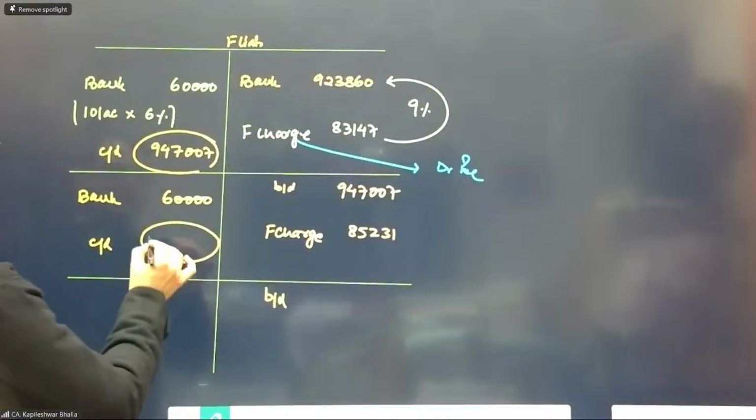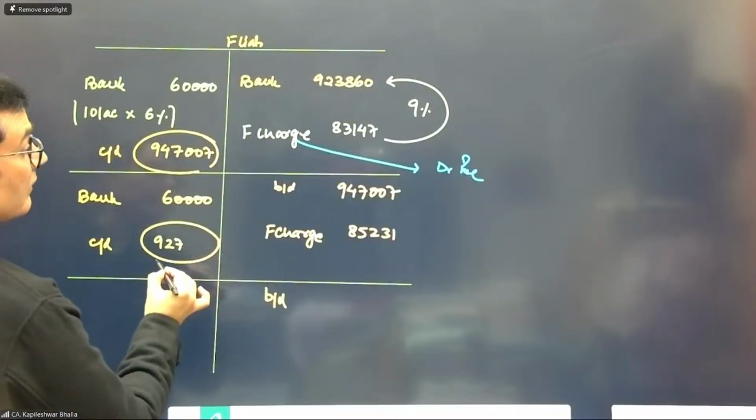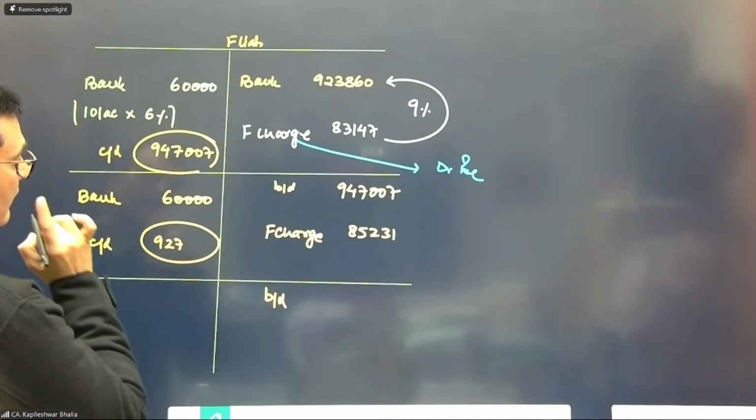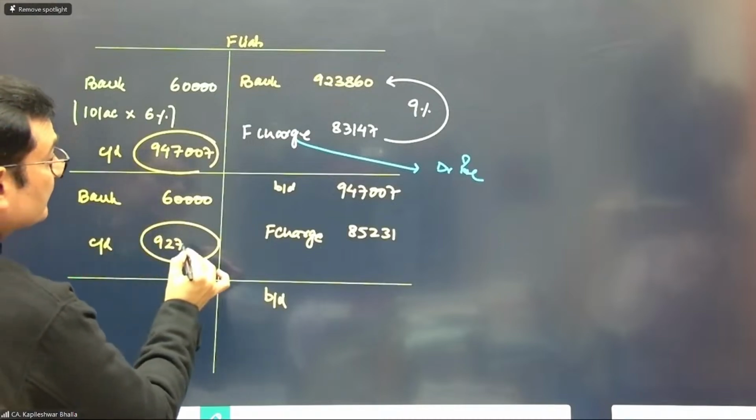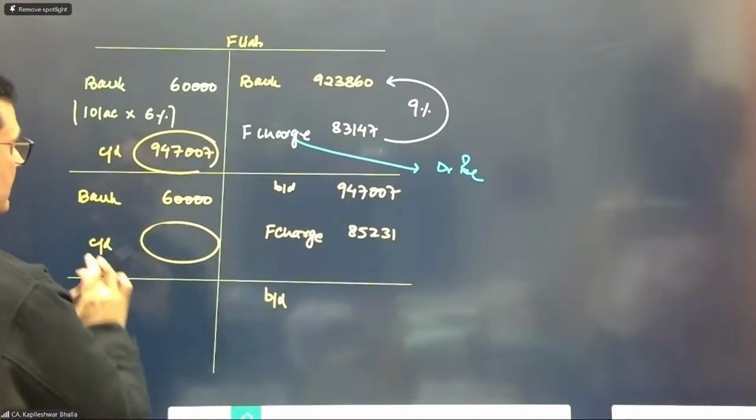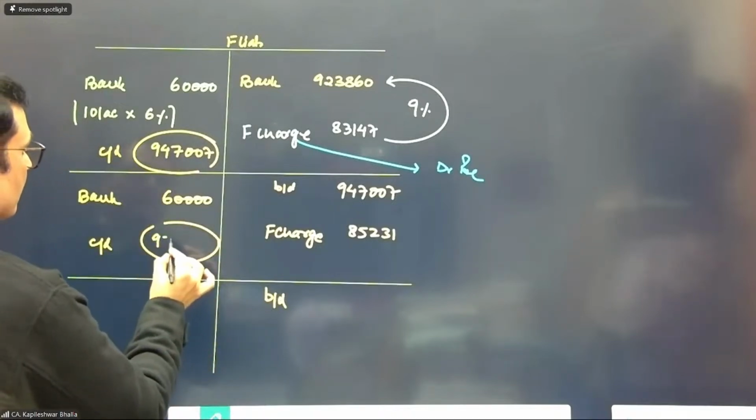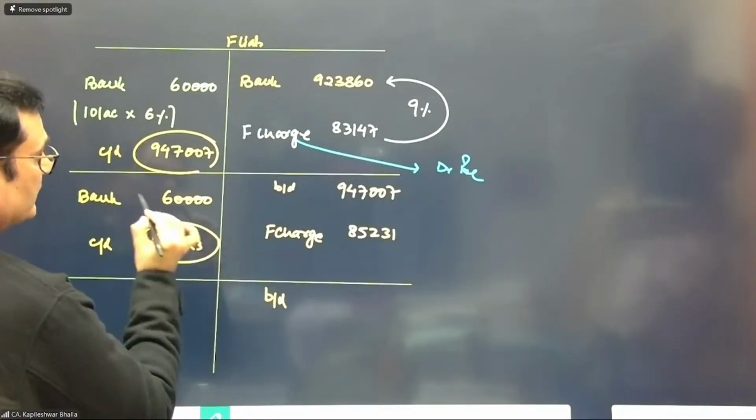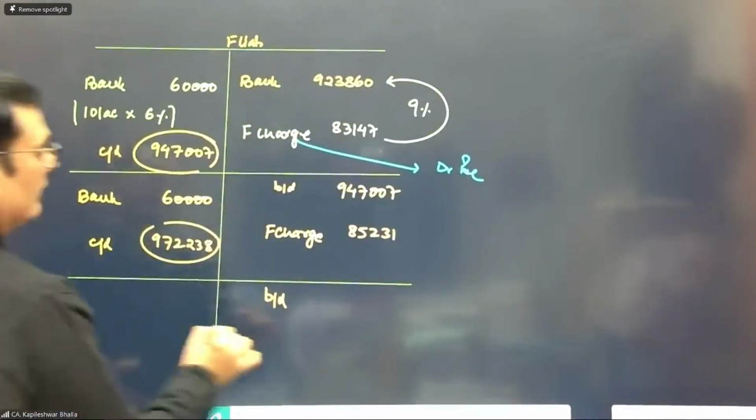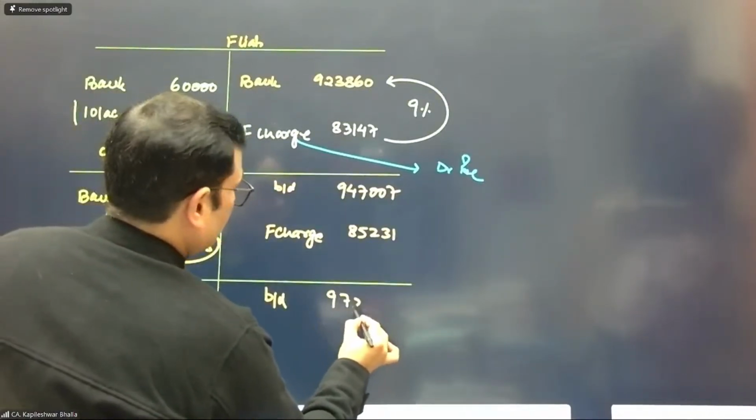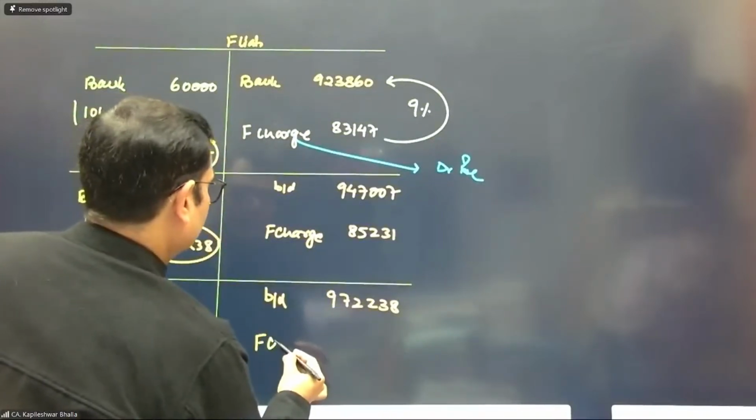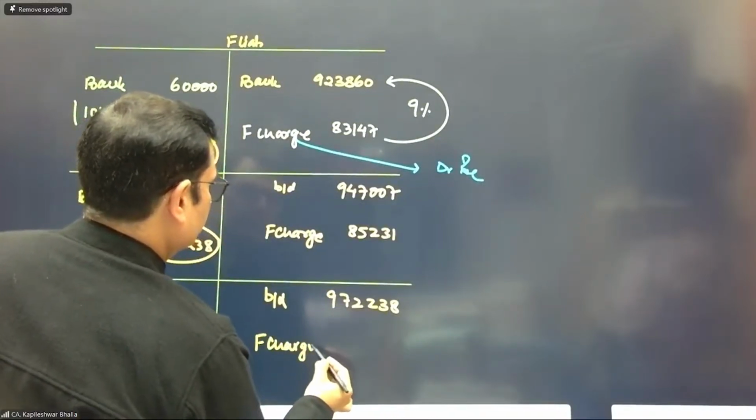The balancing figure is 972,237. I think it should be 238. Yes, so 972,238. And then again, we take the unwinding, that is the finance charge.